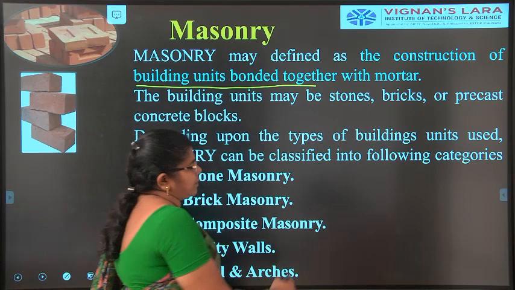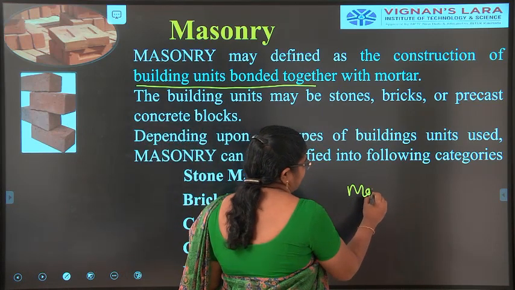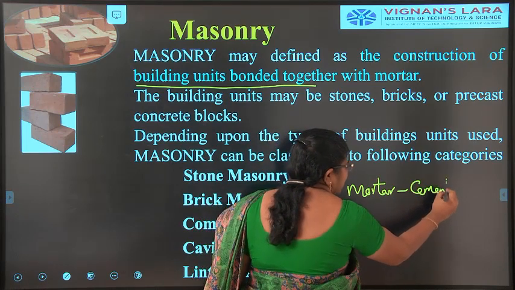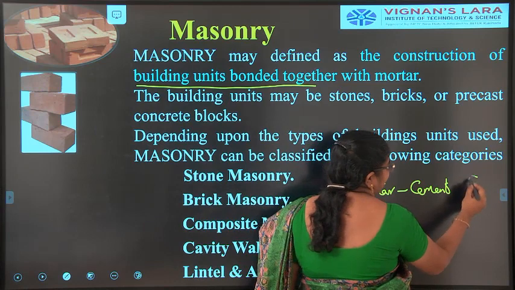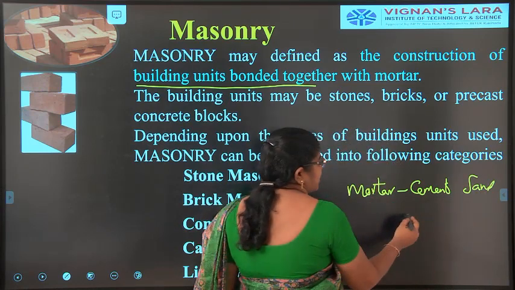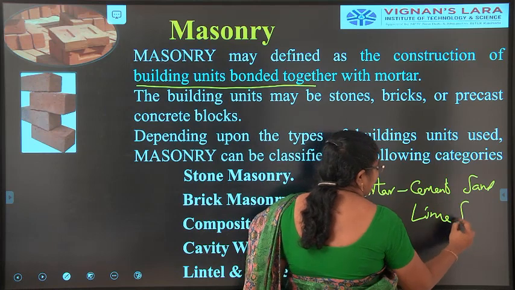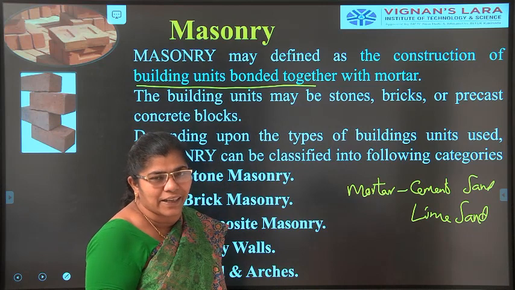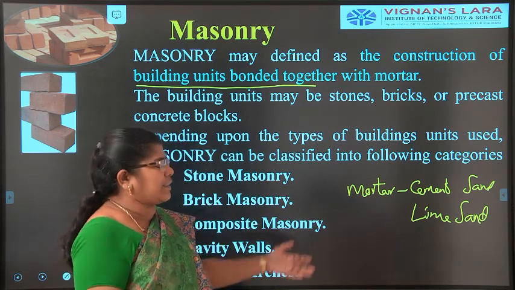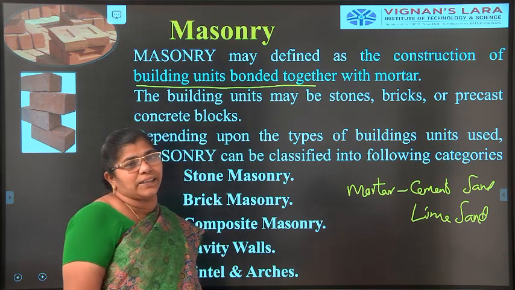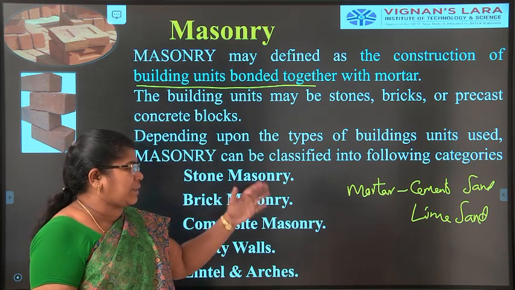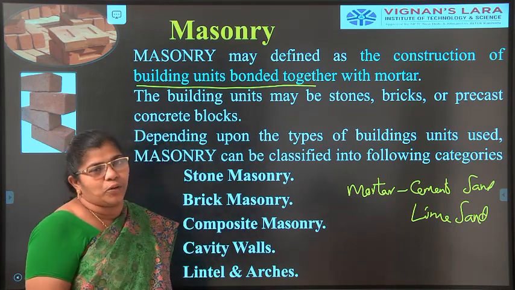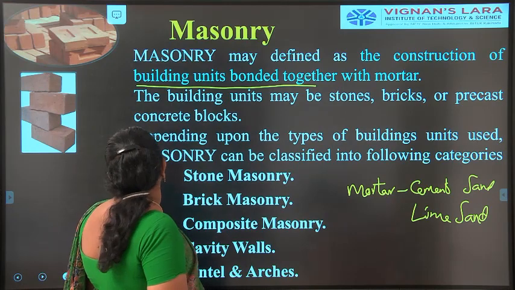What is a mortar? Mortar is nothing but cement, a binding material, with sand, or else lime with sand. Okay. So nowadays not only river sand, there is M sand, plastic sand, so many types of sand we are using. And the cement or lime is the material that is used for binding. Okay, cement and sand, or lime and sand. So it is the construction of two building units constructed together with the mortar.